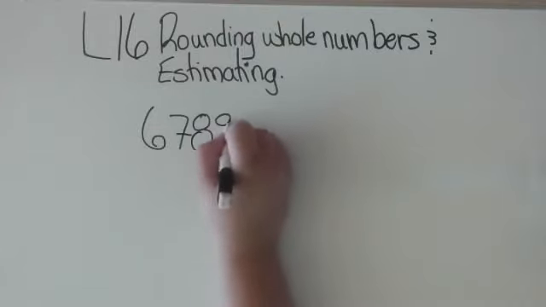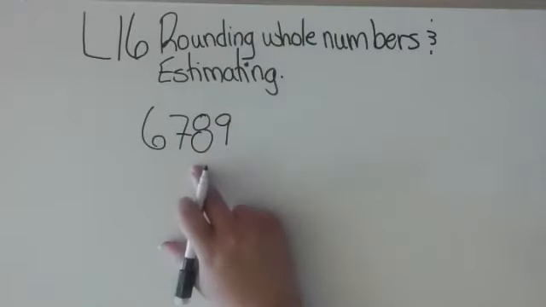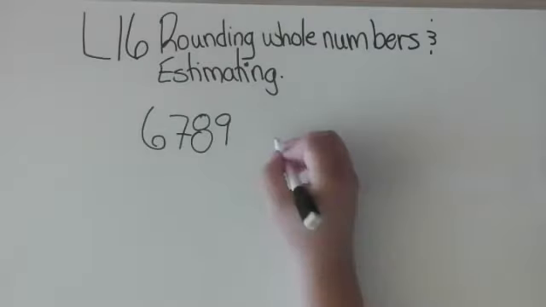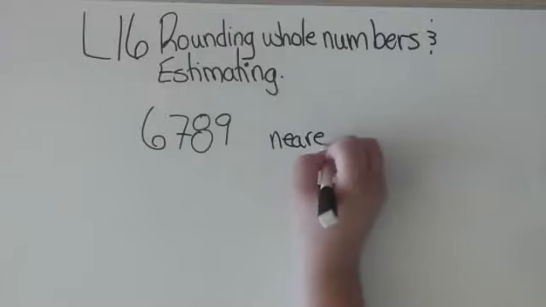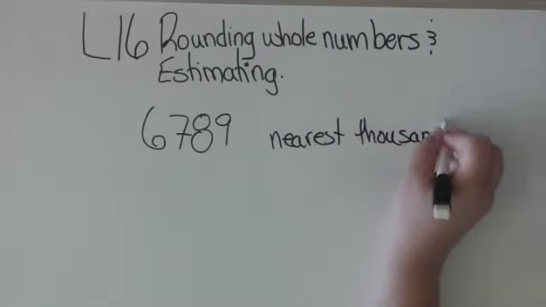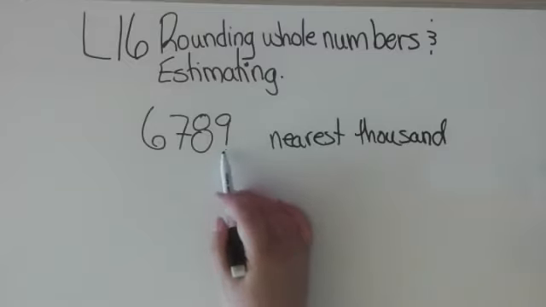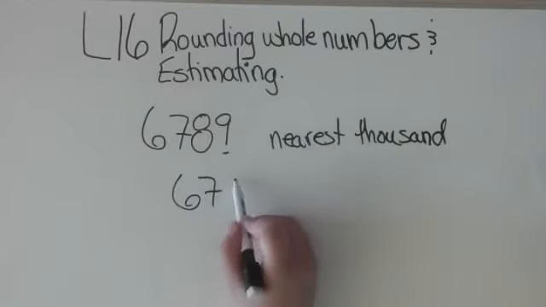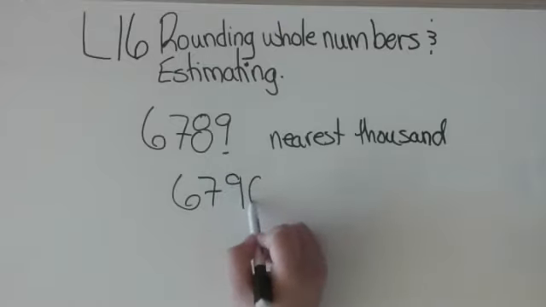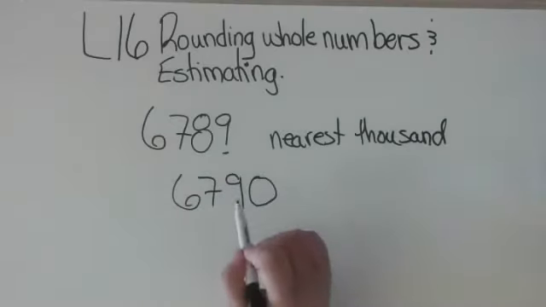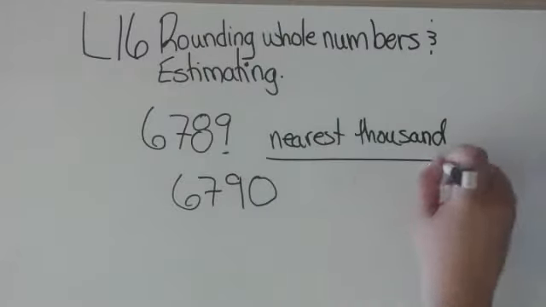6,789. Now the 9 tells us to round, the 8 tells us to round, the 7 tells us to round, but you have to be really careful because the question is to the nearest thousand. Okay, because if I were to round using the 9, I would get 6,790. Okay, but that's not the answer I'm looking for. I'm looking for the nearest thousand.